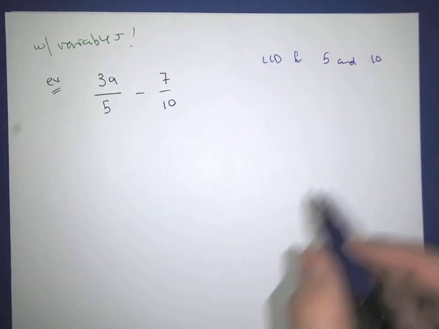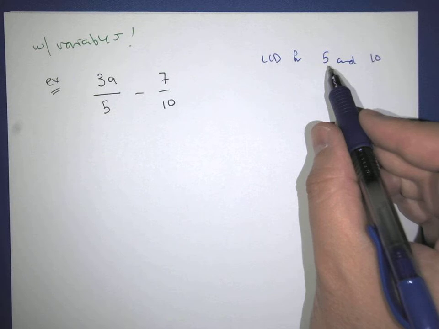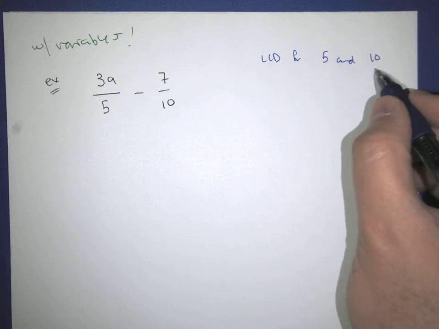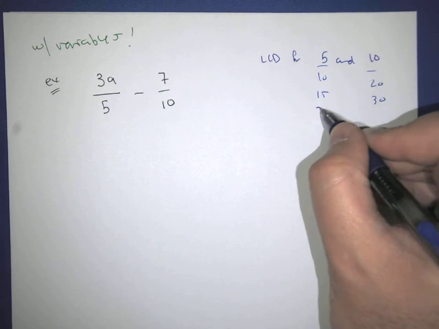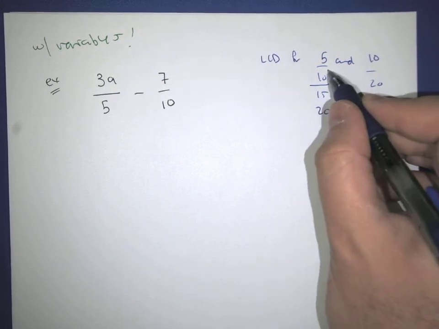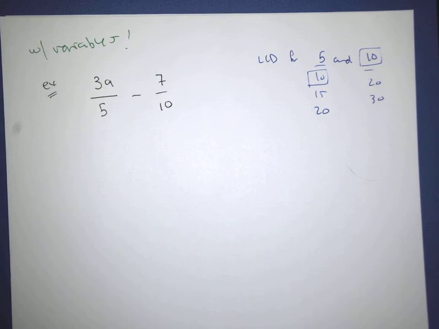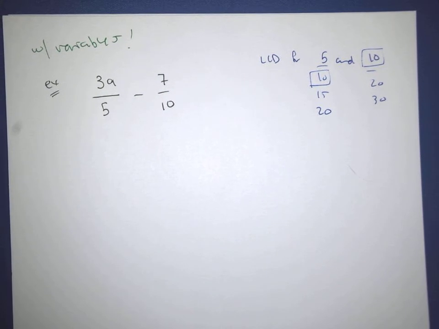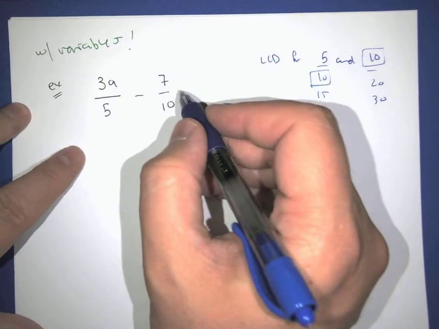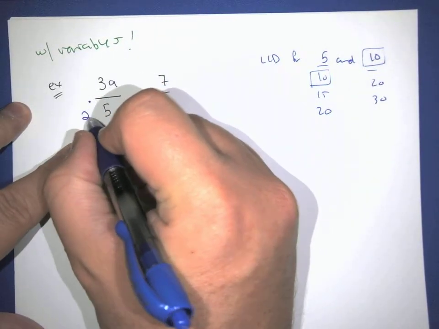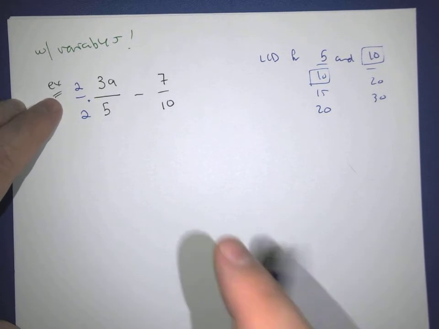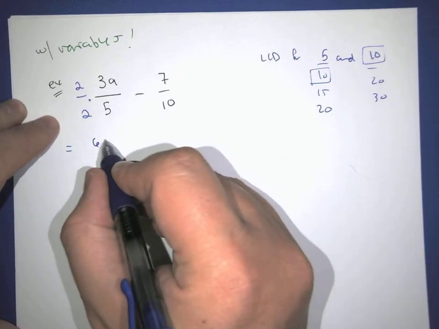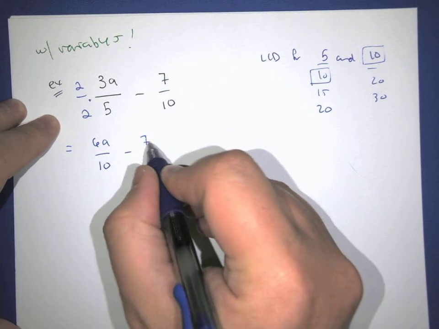One of the things interesting here is that 5 divides evenly into 10. So you can use 10: if one of your denominators just goes into the other one, you could just use the bigger value here. Just use the 10 as your LCD. That means you don't really need to change 7 over 10. You're just going to need to do 3a over 5 times 2 over 2. So that would leave us here with 6a over 10 minus 7 over 10.